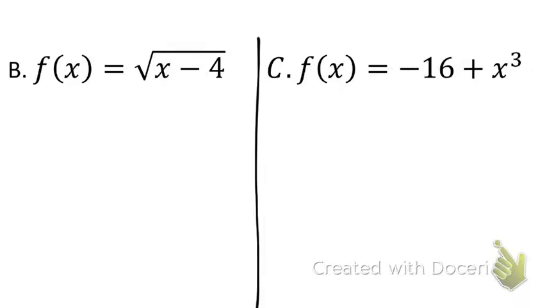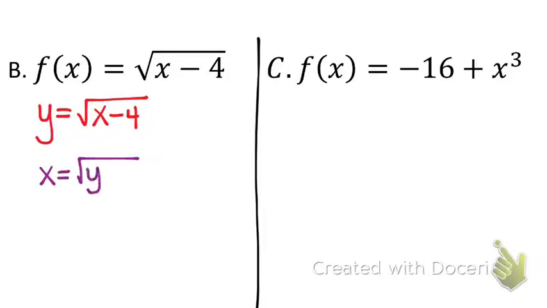Okay, so first step, swap out the f of x with the y. So y equals the square root of x minus 4. Second step is to reverse, or switch, x and y. So instead of y equals the square root of x minus 4, it becomes x equals the square root of y minus 4. So we have to figure out how to solve for y.